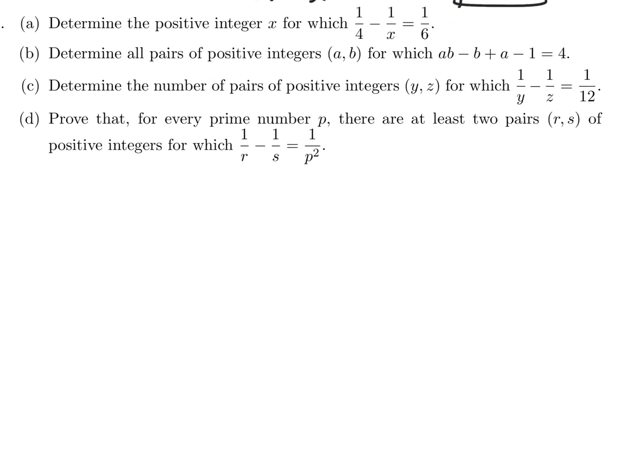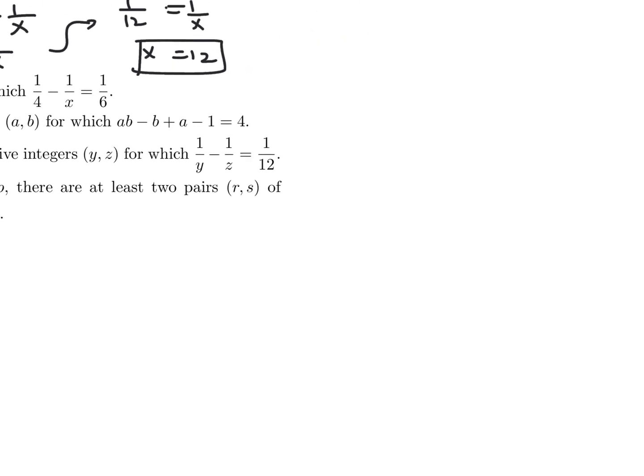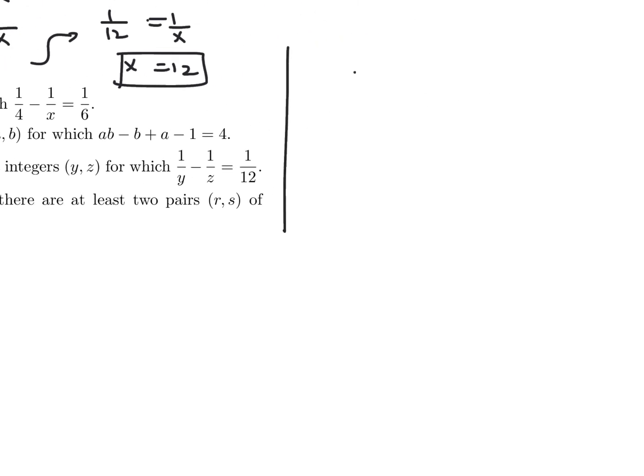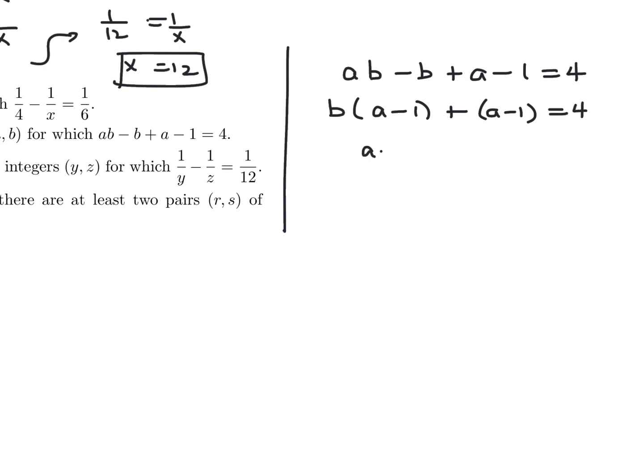Part B. Determine the positive integers a, b for which ab minus b plus a minus 1 is 4. Okay, so let's see here. We've got ab minus b plus a minus 1 is 4. So factor out a b, then we get a minus 1. And this is already a minus 1, so that is very helpful. Factor out the a minus 1, we get b plus 1.